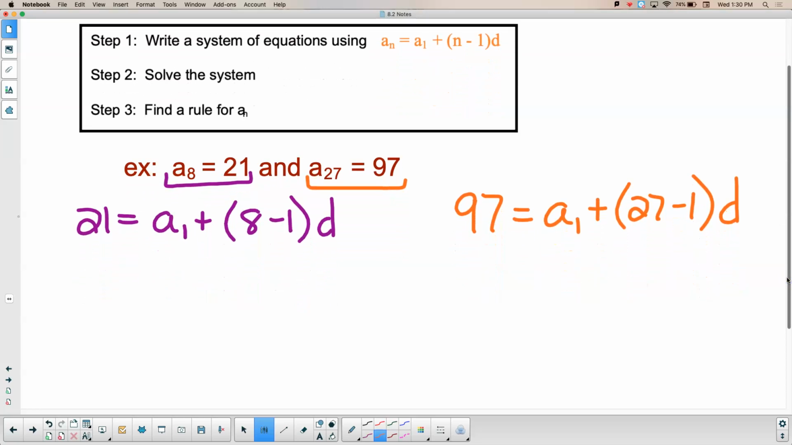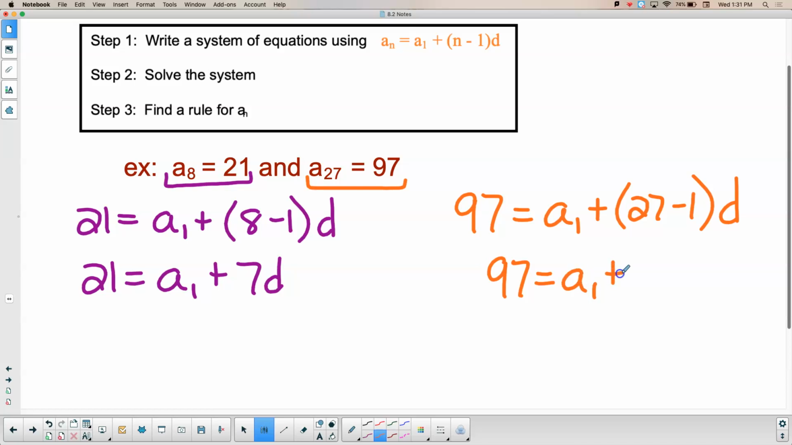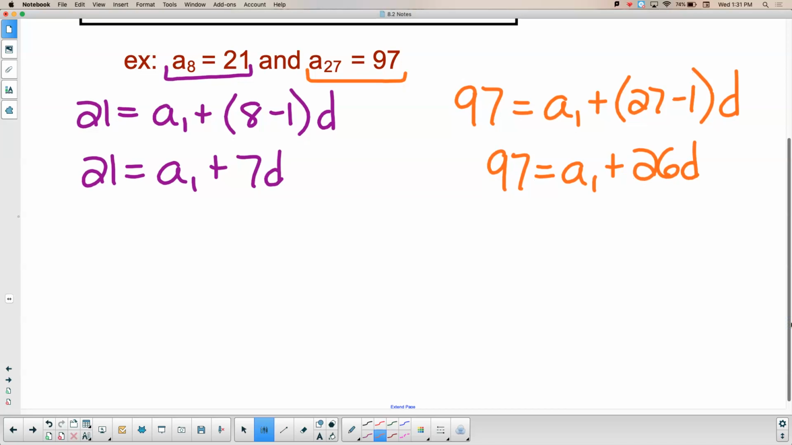Now I know what 8 minus 1 is. I know what 27 minus 1 is. So I can write this as 21 equals a sub 1 plus 7D. And I can write this one as 97 equals a sub 1 plus 26D. Now I've got two equations, each with two variables. I can solve that. We've got substitution, we've got elimination, we've got graphing, we've got matrices, we've got all that stuff.